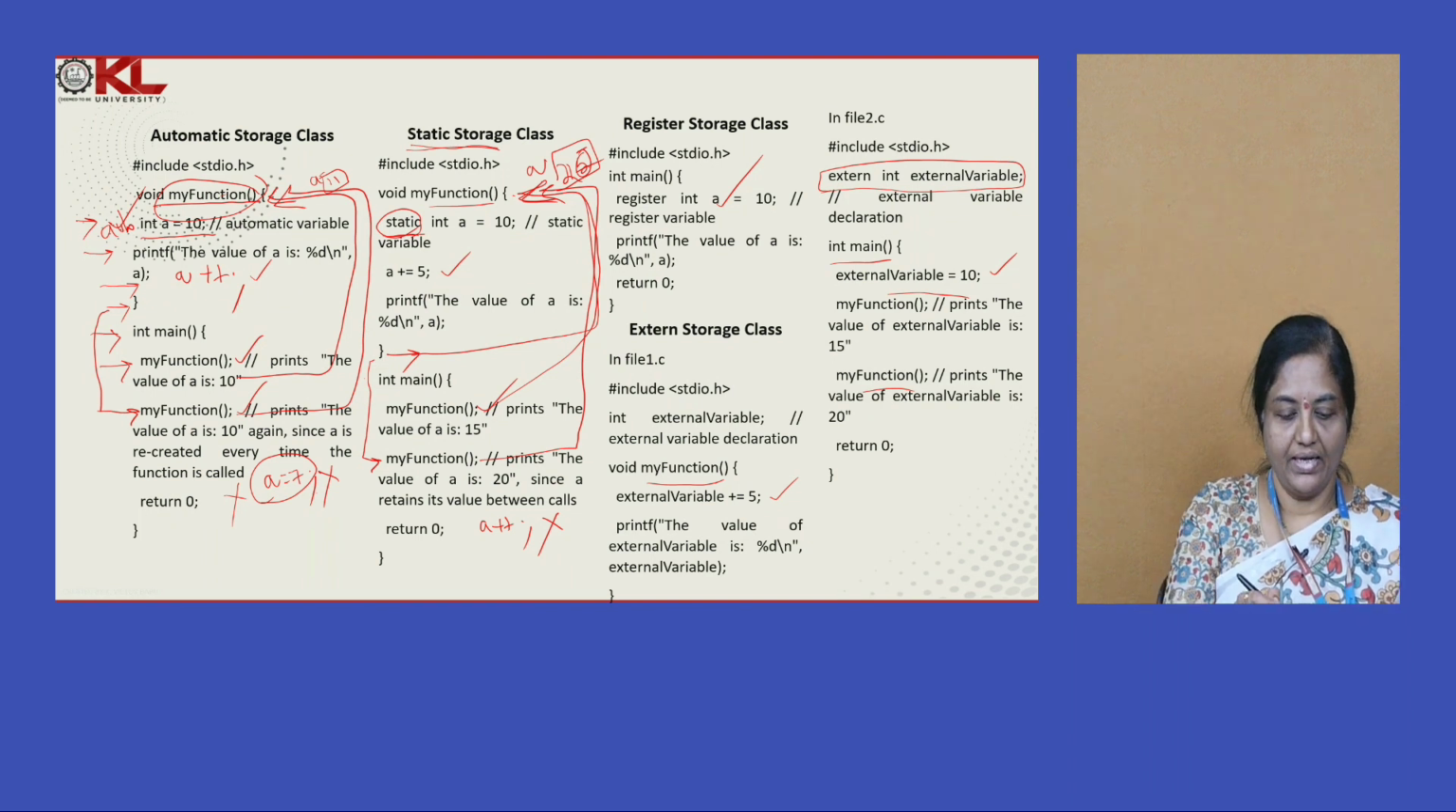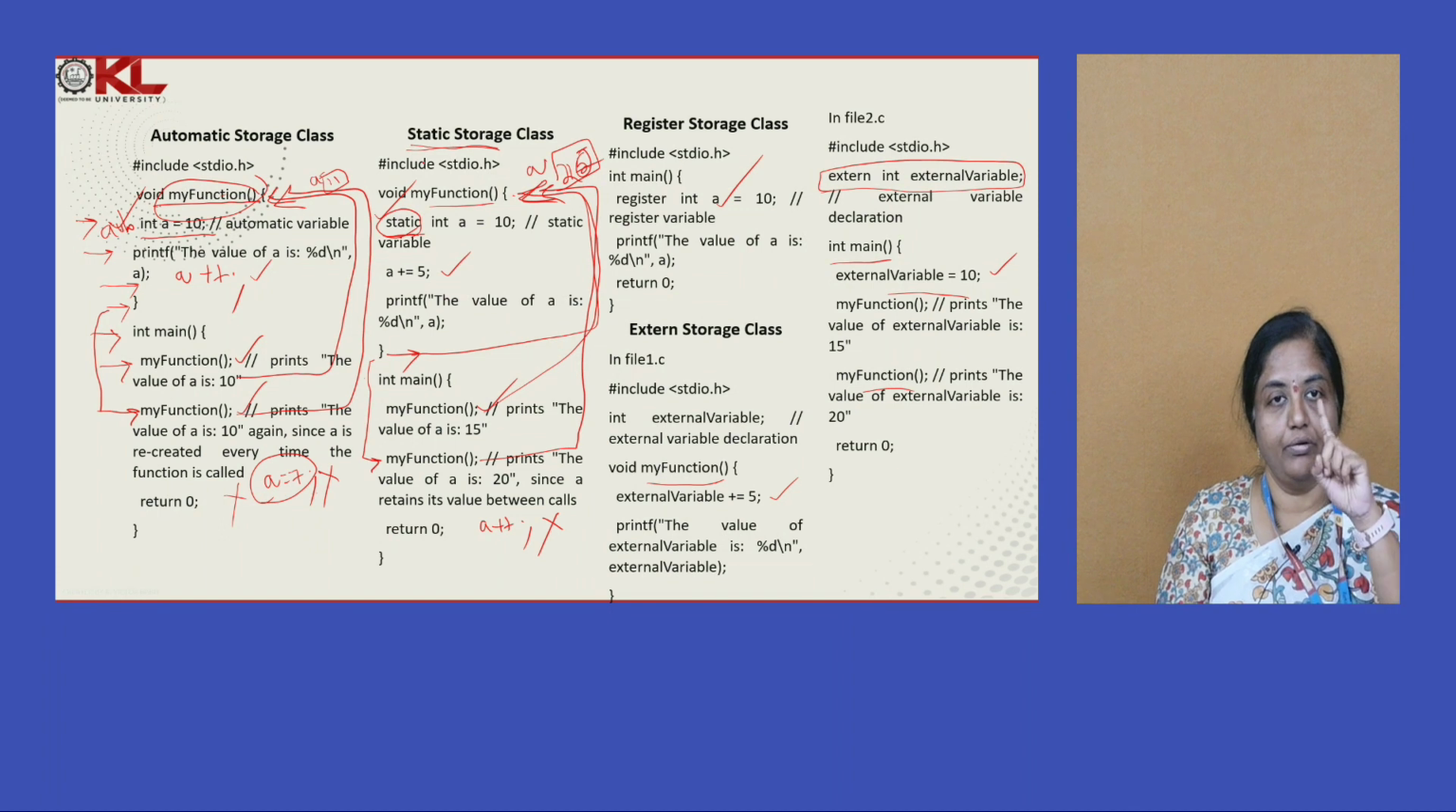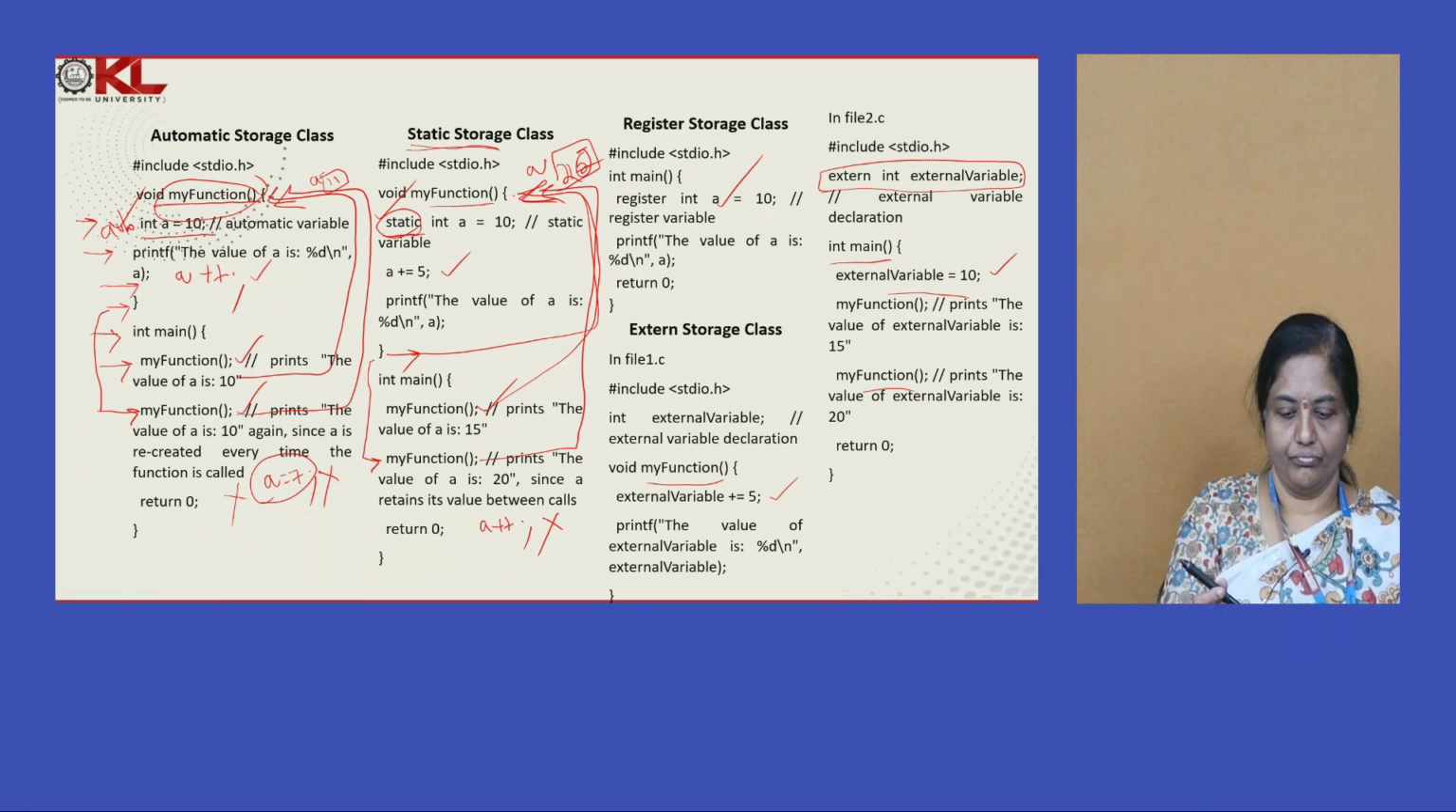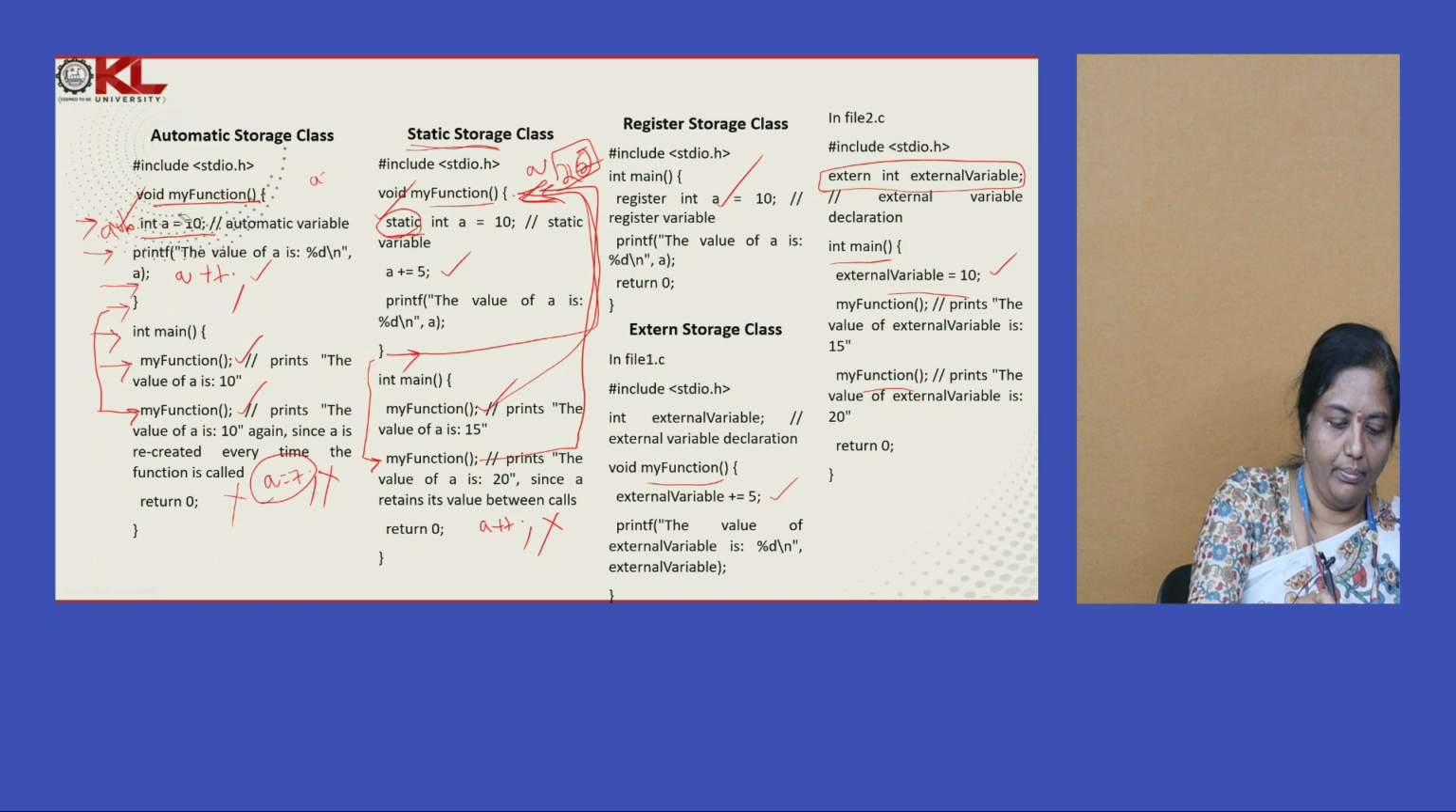Whereas with a static variable, it will be created only once, initialized only once. If you don't initialize explicitly, the default initialization is 0. And it retains the value between the calls. That is the beauty of your static storage class. Understood? Make sense? Yeah.